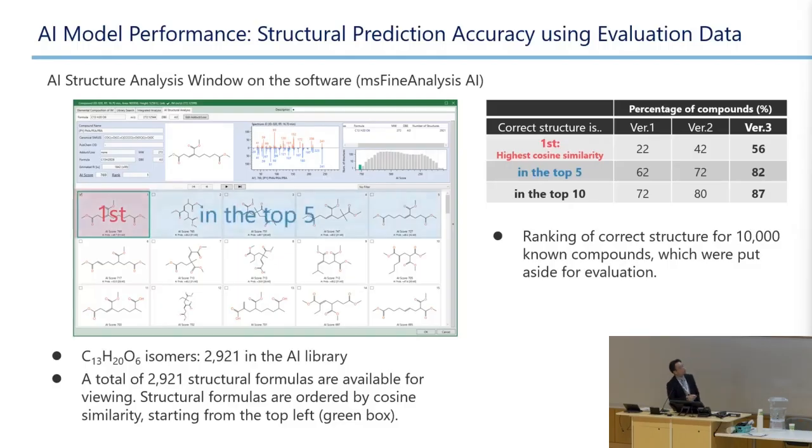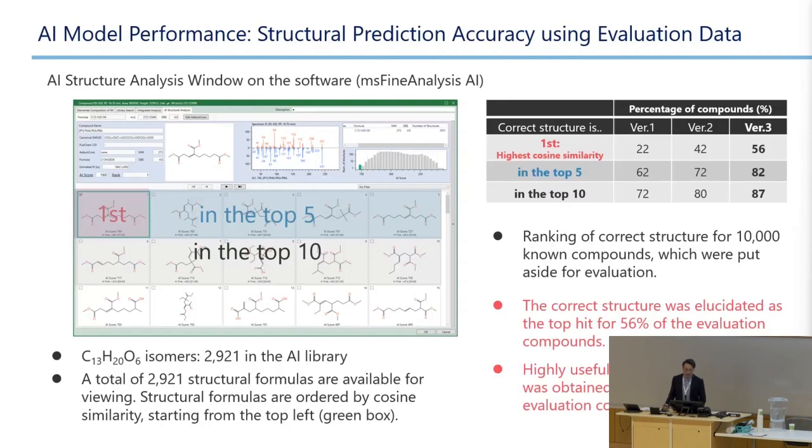And in the top 5, these are the top 5 candidate structures, 82% of compounds are in the top 5. And in the top 10, 87%. Actually, I have to say our AI model is still not perfect, but highly useful structure information was obtained for 87% of the evaluated 10,000 known compounds.